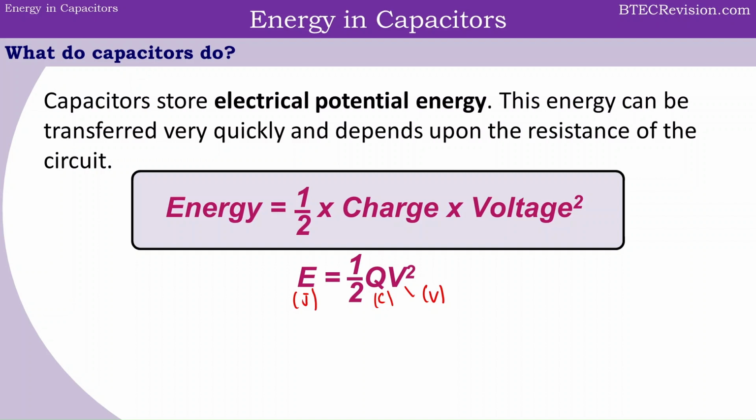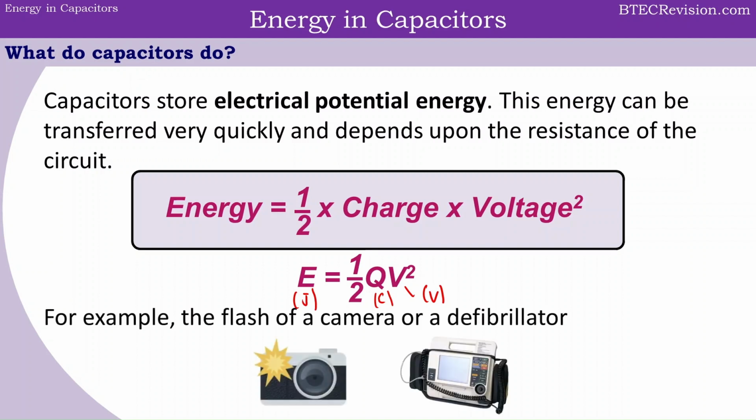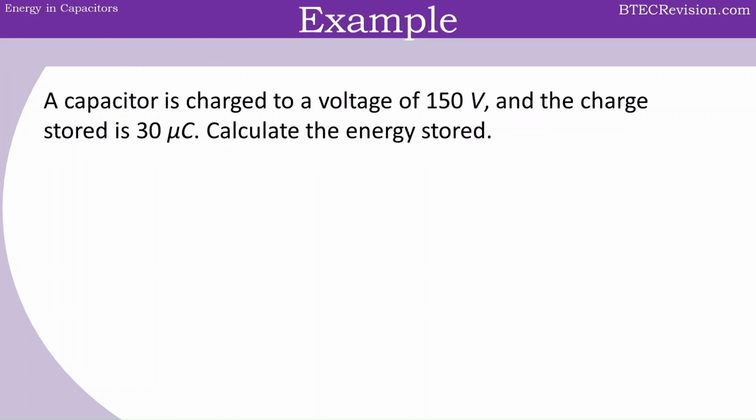Capacitors are usually used in devices such as cameras or defibrillators, which require a large amount of energy in a short amount of time. However, capacitors don't store a large amount of electrical potential energy. Therefore, we can use a combination of capacitors and cells, depending upon the situation. Let's take a look at an example.